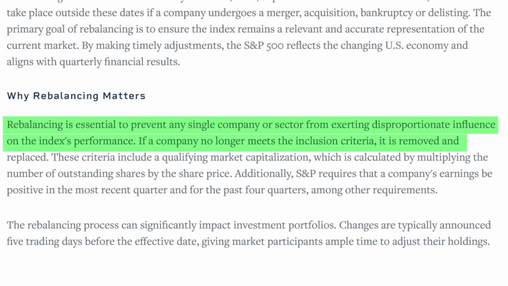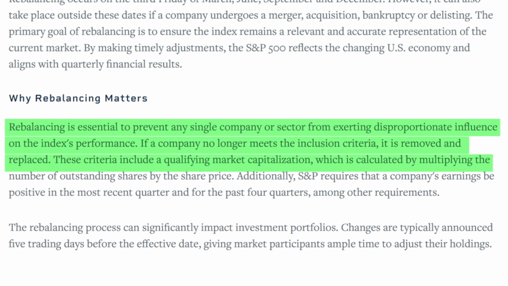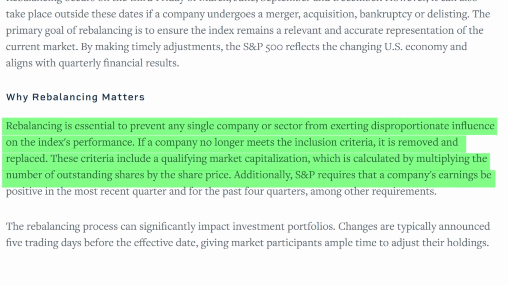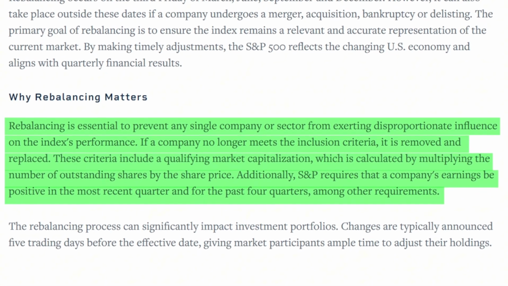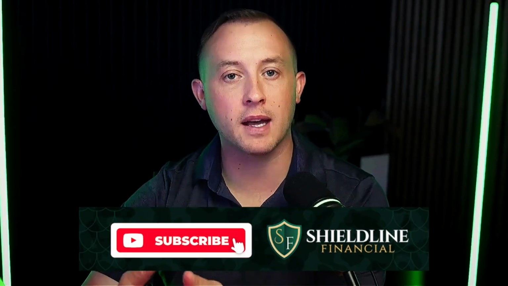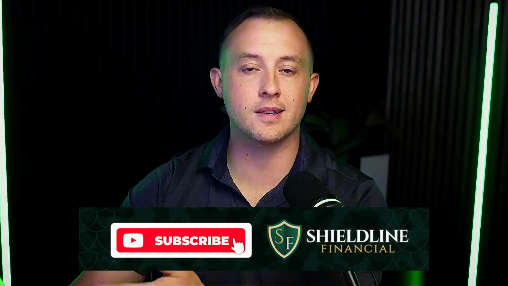If a company no longer meets the inclusion criteria, it is removed and replaced. These criteria include a qualifying market capitalization and also require that a company's earnings be positive in the most recent quarter and for the past 4 quarters, among other requirements. This shows that when you invest in this index fund, it is consistently rebalancing to accurately benefit us investors by making sure that we aren't investing in companies showing a consistent downward trend.